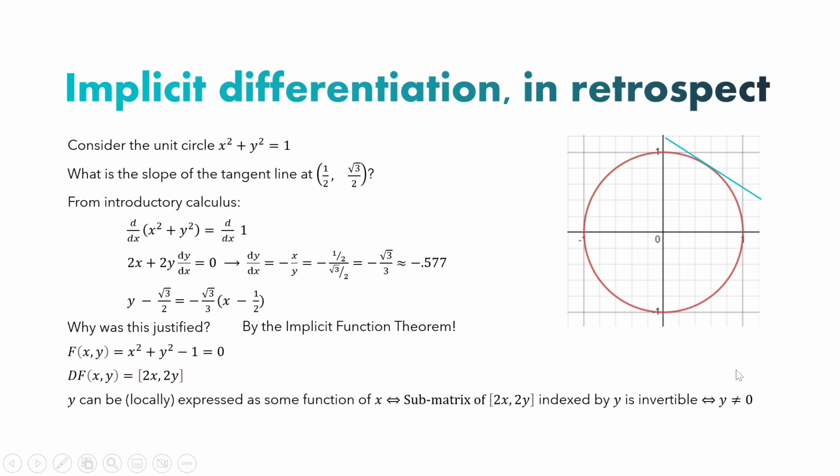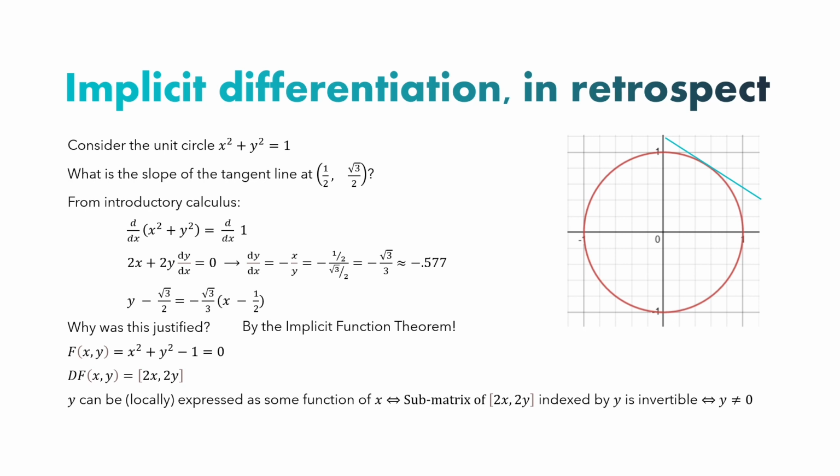And going back to the particular point that we are just arbitrarily concerned with here, 1/2, root 3 over 2, of course the y-coordinate is non-zero, and so this condition is satisfied, and we can solve for y locally in terms of some function of x. So by that reasoning, it actually is justified to use the chain rule on this y squared term that shows up in the equation for the unit circle, because the implicit function theorem guarantees us that y is a function of x. And so the chain rule really does apply in the way that it was asserted to us that it did in our introductory calculus class.